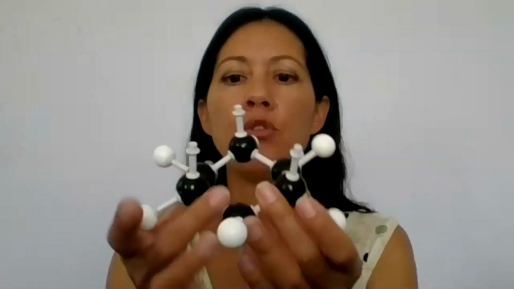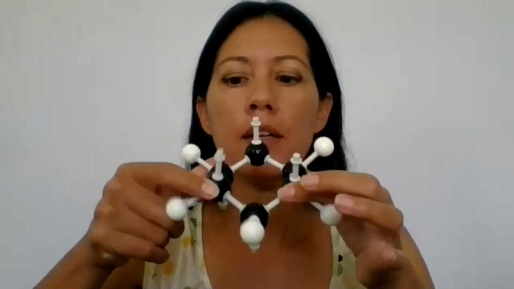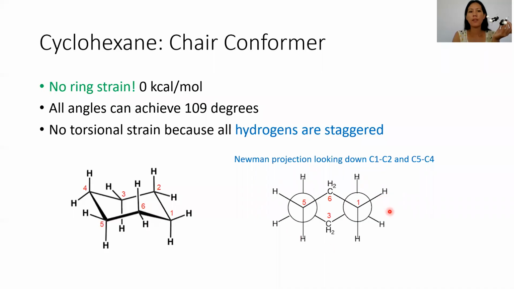But basically, if you look down this carbon-carbon bond here, say 1 and 6, and 3 and 4, you can have 2 different Newman projections, and you can see that these are all staggered, shown here. That's why there is no strain. This sort of chair conformation is the preferred conformation. We'll look at a couple others.